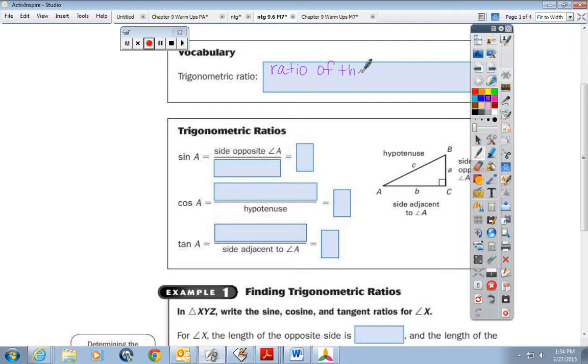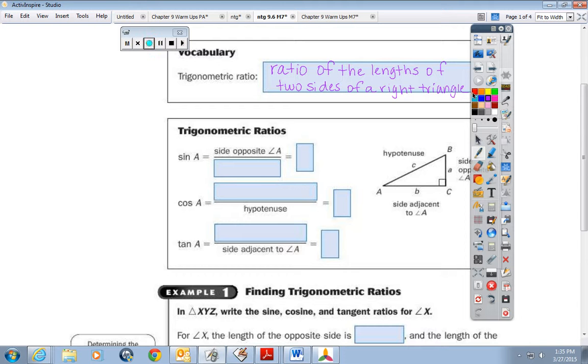A ratio of the lengths of two sides of a right triangle. We have three of them, and they're called sine, cosine, and tangent.